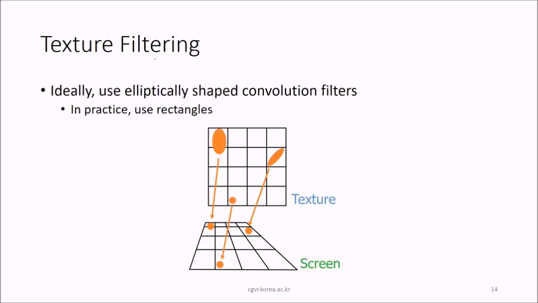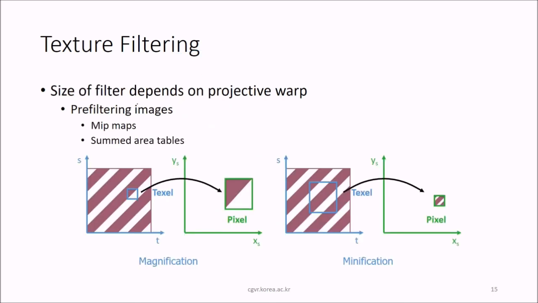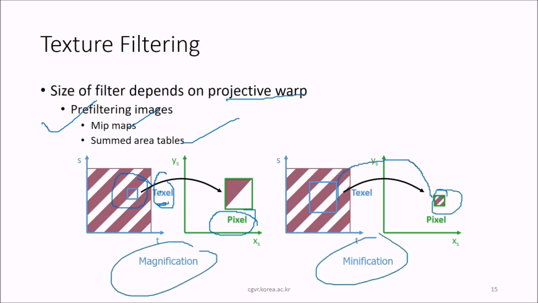Okay, let us see this region. Ideally in texture filtering, we use elliptically shaped convolution filters, but in practice we use rectangles. So this is the texture, and finally this is the screen. This is the screen representation of these elliptically shaped convolution filters. So the size of the filter depends on the projective warp. We have, in pre-filtering images, MIP maps, and there are some area tables. So this is the texel, or texture element, and this is the pixel, or picture element. So the conversion is from the texel to the pixel. This is magnification, this is minification.